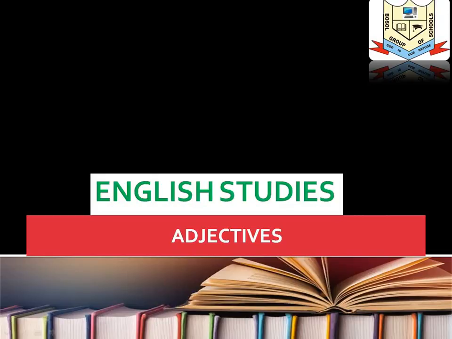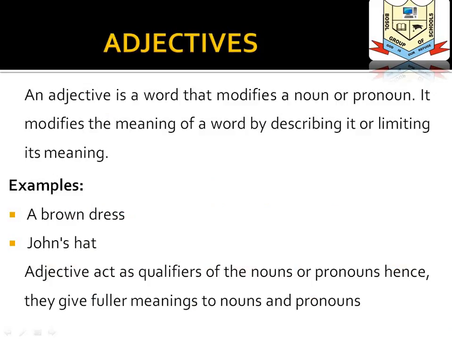Today we'll be looking at adjectives. An adjective is a word that modifies a noun or pronoun. It modifies the meaning of a word by describing it or limiting its meaning. Examples: a brown dress. The adjective here is brown because it's actually describing the dress.